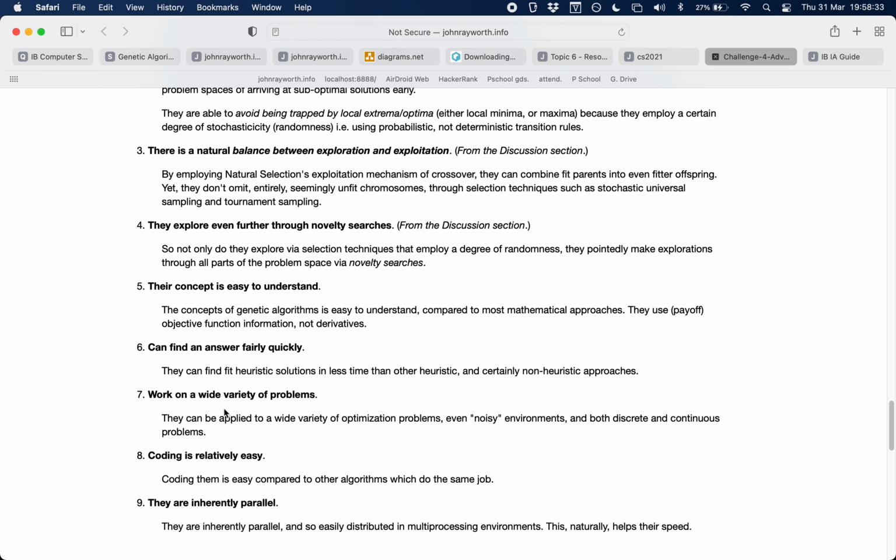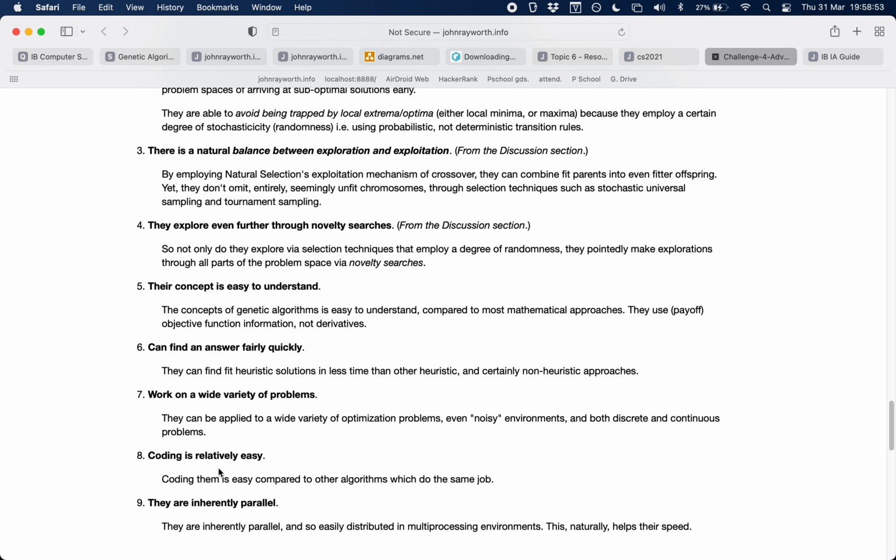They do work on a wide variety of problems. That's not anything that necessarily has come up before, because we keep on talking about the traveling salesman problem, but there are lots of problems related to the traveling salesman problem, and there are other problems as well for which there's no computationally easy solution that they can be applied to. So there you go, that is true.